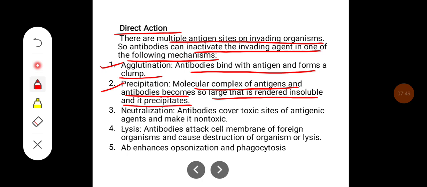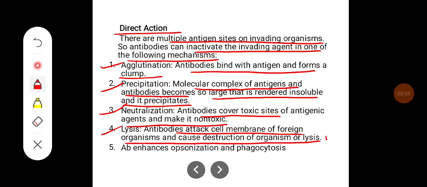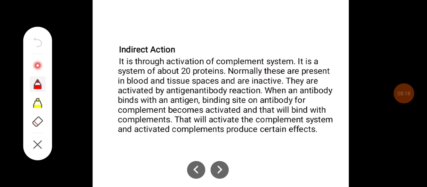insoluble and it precipitates. They have a neutralization property, that is, antibodies cover toxic sites of antigenic agents and make them non-toxic. They may lead to lysis. Antibodies attack the cell membrane of foreign organisms and cause destruction of the organism, or lysis. Antibody enhances opsonization and hence it facilitates phagocytosis. Some of its indirect actions are through the activation of the complement system.